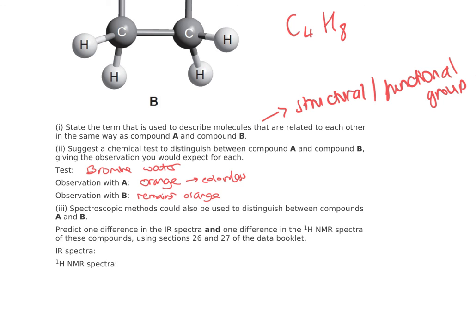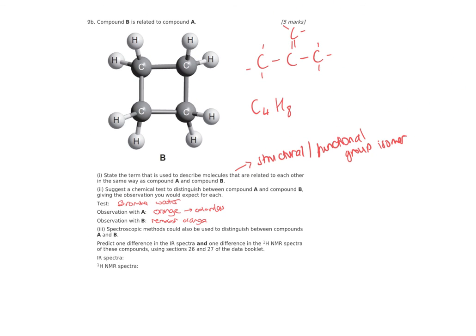Spectroscopic methods could also be used to distinguish between them. Predict one difference between the infrared spectra and the HNMR spectra. So we're looking at the difference between the methylpropene and the cyclobutane. So in the infrared spectra, you'd have a C=C double bond at 1620 to 1680. Okay, or you could say it would absorb at that. And because they say the difference, you would say and B would not. So make sure you state that it is different.